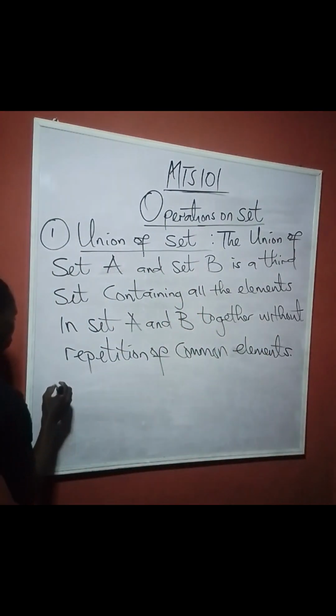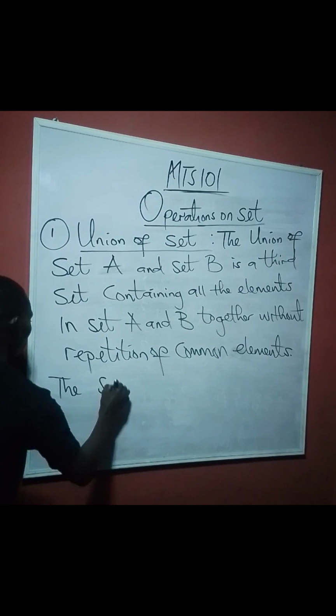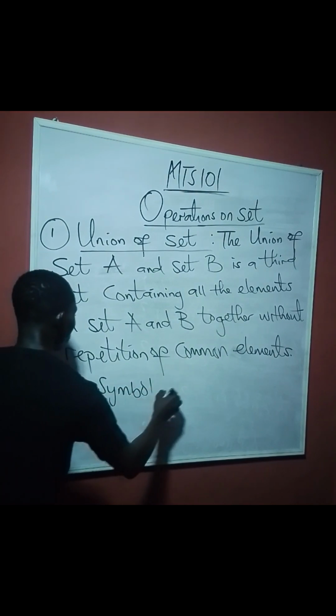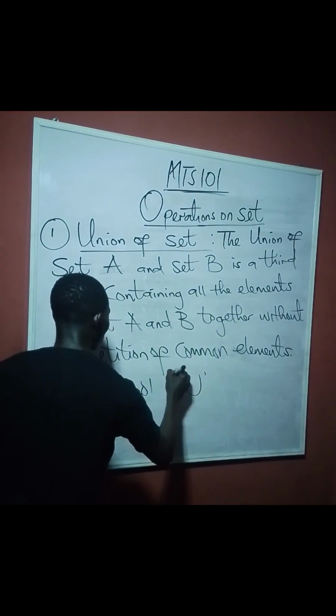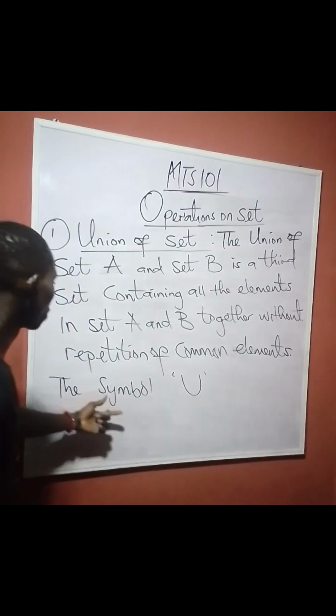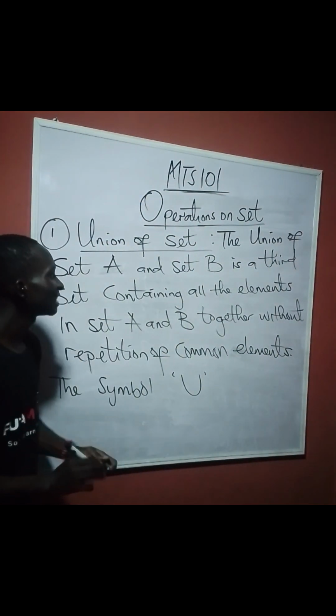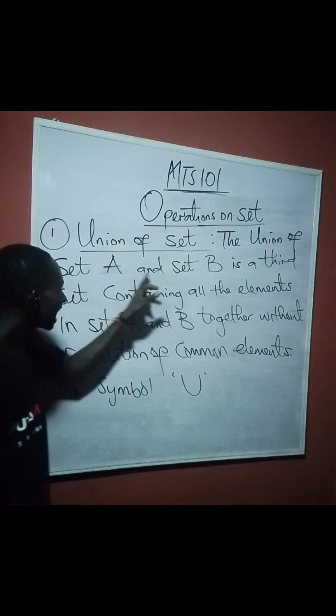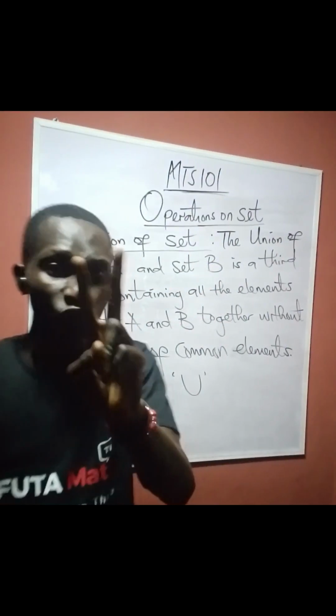Now, the symbol is denoted by this. This is the symbol for union. When you see the symbol, it implies what? The union of a set. So what I write here is that the union of a set A and set B, that means we want to find the union of two sets here.